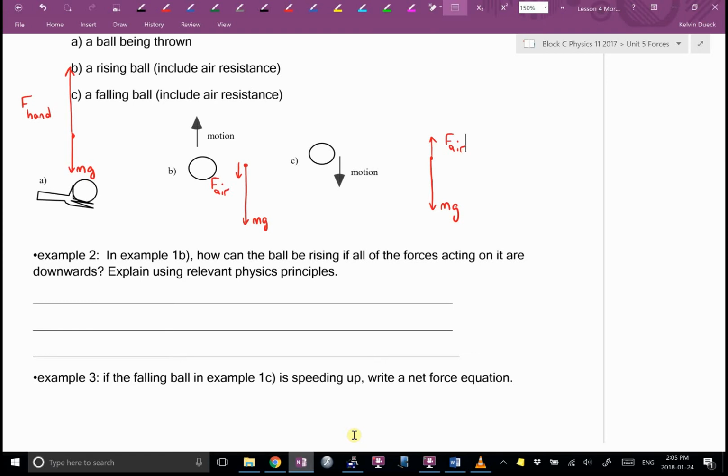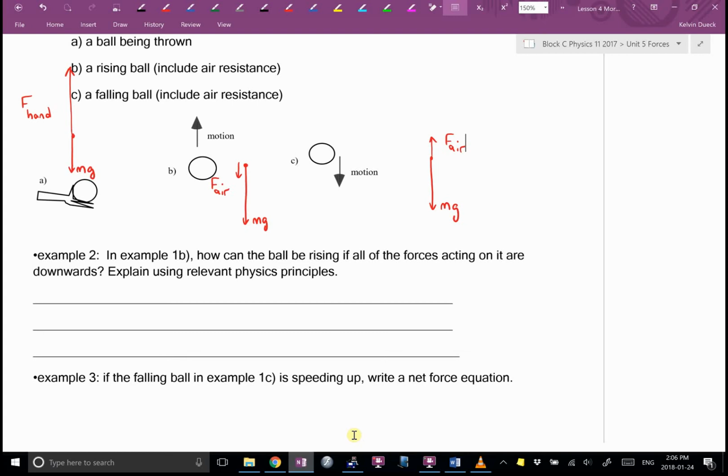Example 2. In example 1b, the middle diagram, how the heck can the ball be going up if all the forces on it are acting down? I've dropped the hints today and last class. See if someone can put this all together. How is it possible for the ball to be going up when all the forces are pointing down? So it's bigger than the forces that are acting down. Dylan.